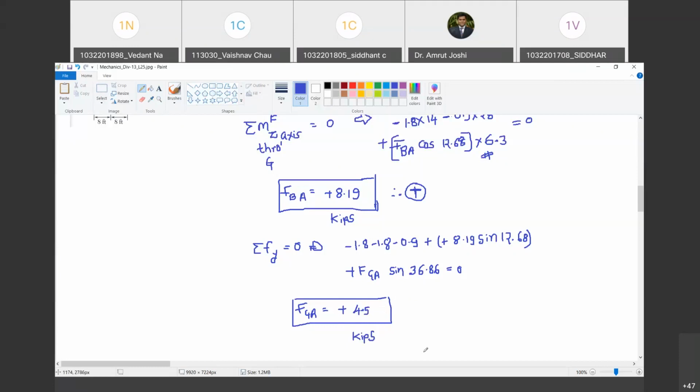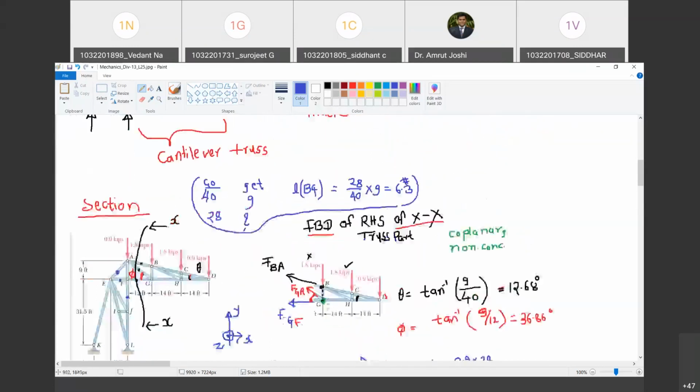Is it right? Yes, sir. So plus 4.5 kips and therefore it is tensile. Are you with me? Yes, sir. So now we have found out FGA as well. Now we need to find out GF. So what do I do?